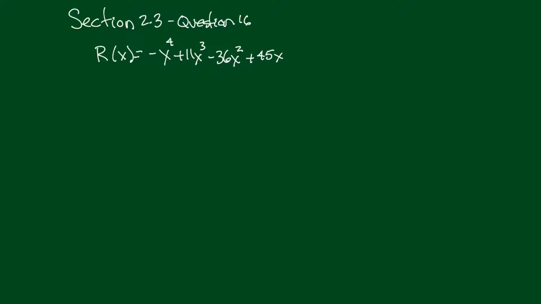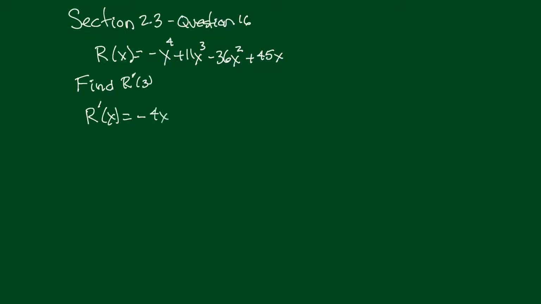So we are asked to find R prime of 3. What we want to do is, let me write that down, find R prime of 3. So the first thing we need to do is to get the derivative. So let's get the derivative of this revenue function. So R prime of X is, all right, we know how to do this. Bring the exponent down as a multiplier and decrease it by 1. So I'll just go through it.